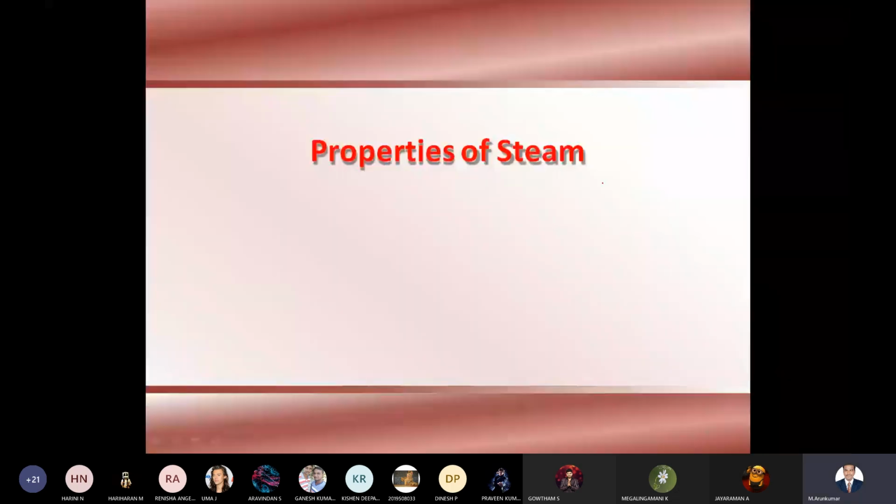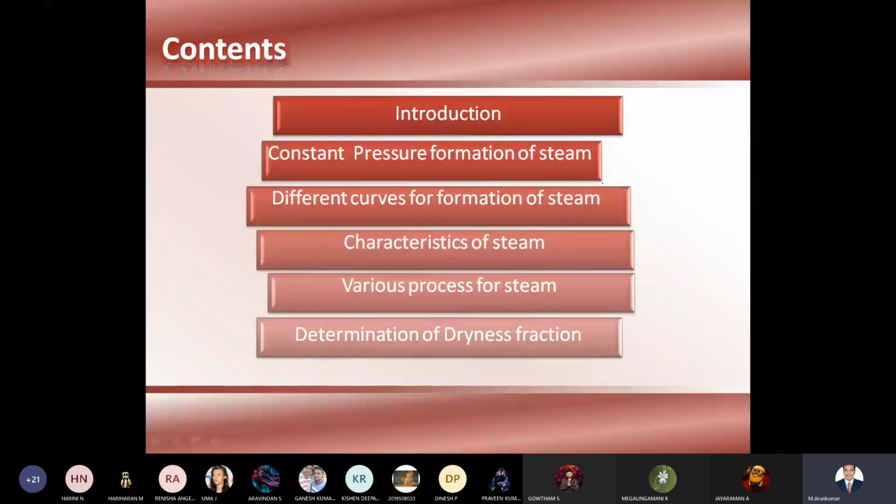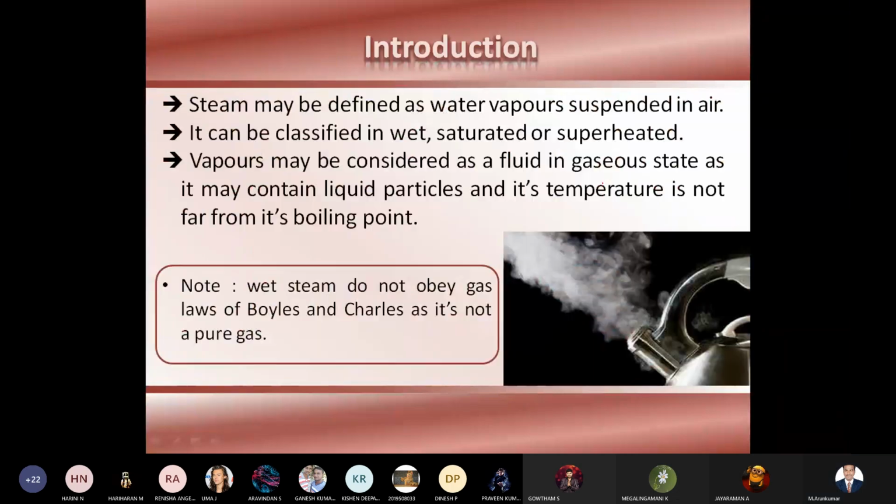So with this introduction, yes, we can move to the topic properties of steam. So in these slides we have the introduction, then constant pressure formation of steam, then different curves for the formation of steam, then characteristics of steam, then various processes for steam, and the determination of dryness factor for a steam. So these will be discussed in this PowerPoint presentation.